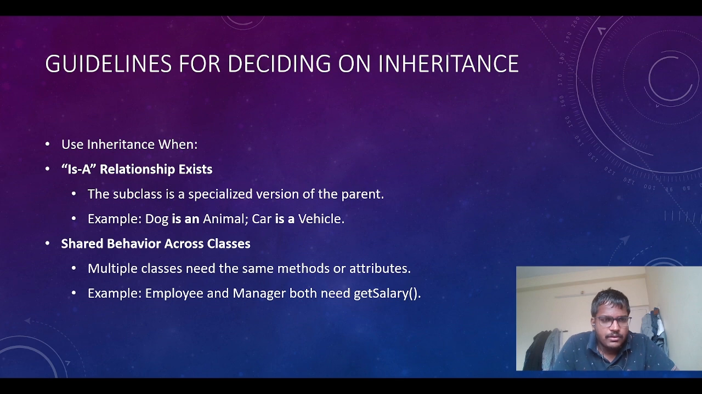So now some guidelines for deciding inheritance. Whether to use inheritance or not, we will decide by using these points. So use inheritance when an is-a relationship exists, or there is shared behavior across classes. There are some more points also, but these two are the most important. The is-a relationship exists when the subclass is a special version of the parent. If the subclass is a version of the parent, then only you will use inheritance. Otherwise, you need not use inheritance.